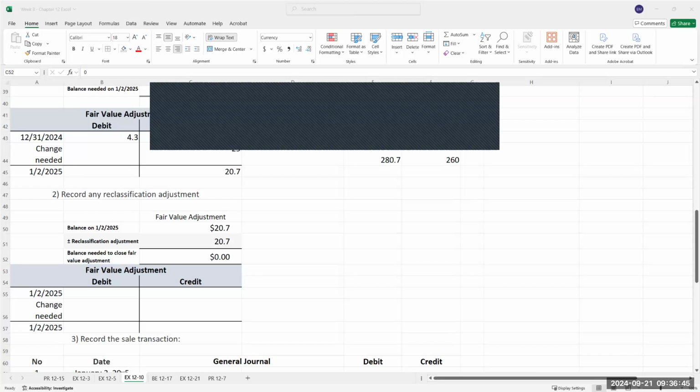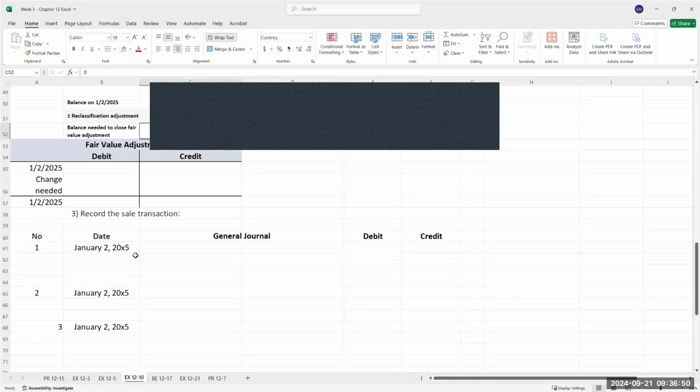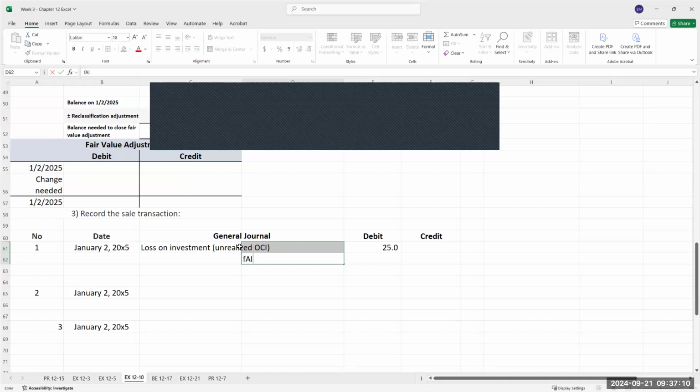I know there's a lot of moving pieces with this problem, but again, the first part of the journal entry, we're going to have 3 entries here. Again, we want to account for the loss on the investment. So loss on investment, unrealized OCI for 25.0. We credit our fair value adjustment for 25.0.